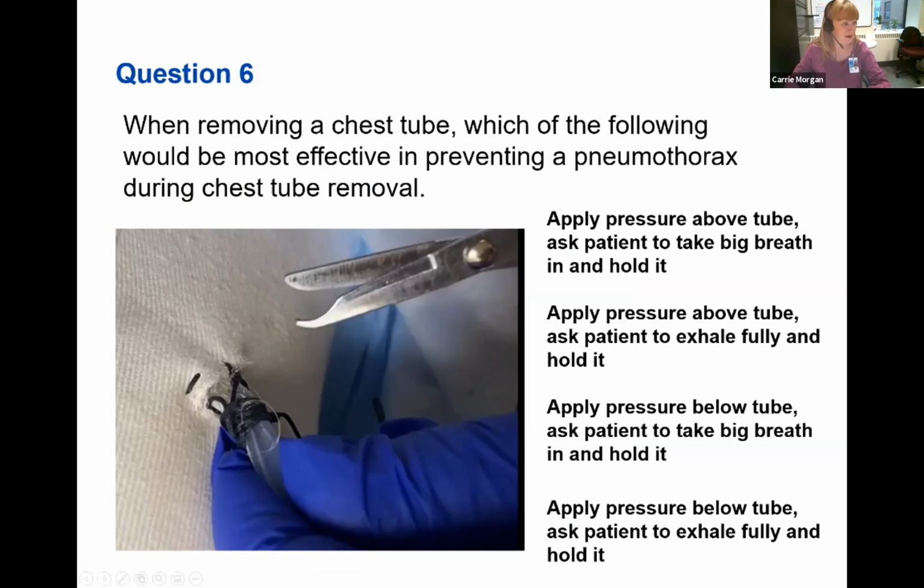And then, when removing a chest tube, which of the following would be most effective in preventing a pneumothorax during tube removal? Apply pressure above the tube and ask the patient to take a big breath in and hold it. Apply pressure above the tube and ask the patient to exhale fully and hold it. Apply pressure below the tube and ask the patient to take a big breath in and hold it. Apply pressure below the tube and ask the patient to fully exhale and hold it.